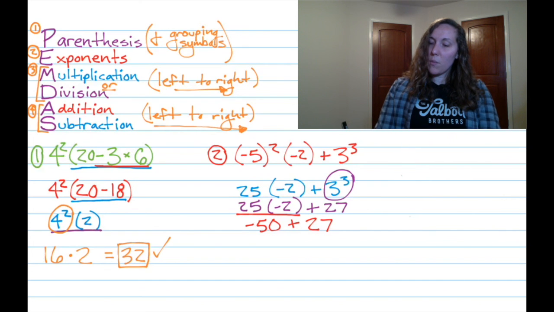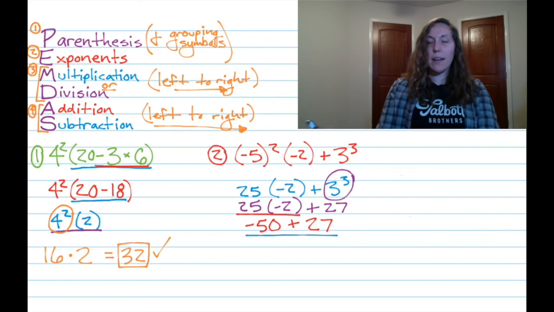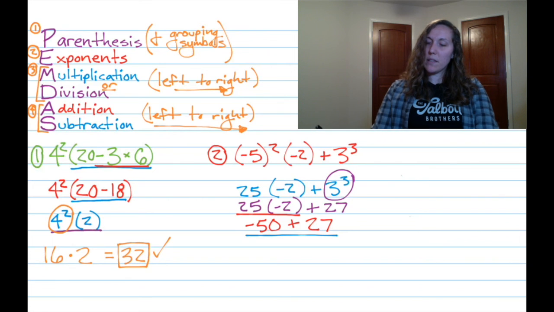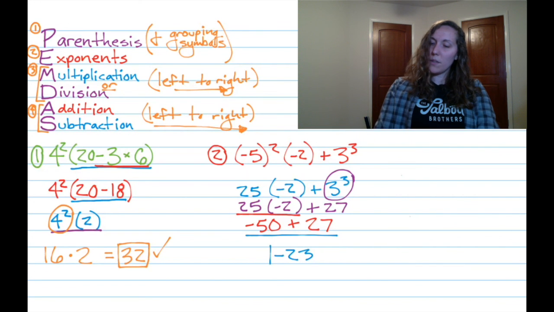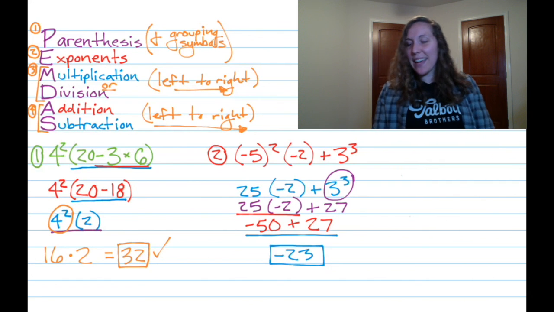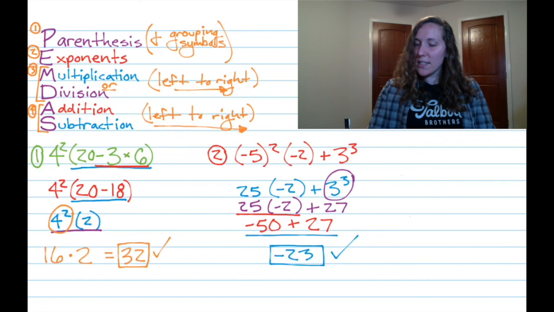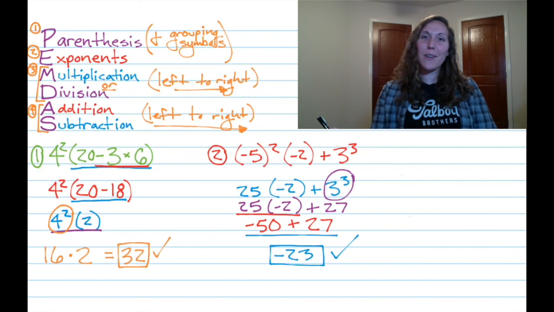Do I have any more multiplication or division to complete? I do not. Do I have any addition or subtraction to complete? I do. -50 plus 27 gives me -23. I want to double check that my answer matched what I had on my paper. And it does, so we are good to go. You just solved another equation using the order of operations. Great job.